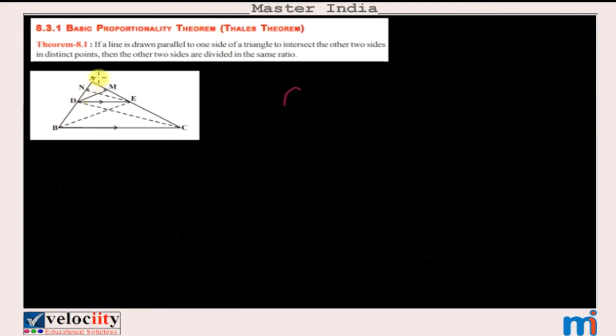Then these two sides AB and AC are divided in the same ratio, which means we have to prove that AD by DB is equal to AE by EC. So what do we have to prove? AD by DB is equal to AE by EC. That is something that we have to prove. I'm not going to write the complete proof. I am, however, going to explain the proof itself to you.